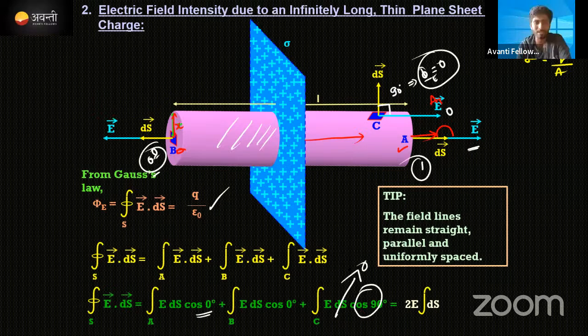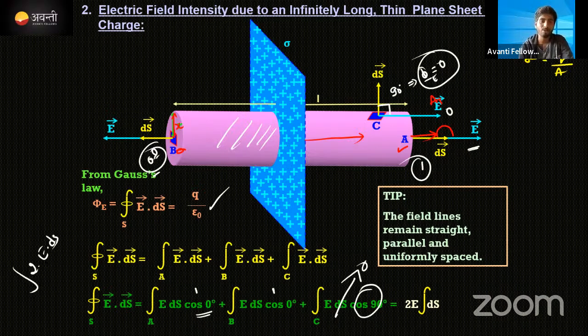Remaining two things, guys. Look here, cos 0 means 1. Here also cos 0 means 1. Correct? The remaining term will be E dot ds plus E dot ds. Then it will be equal to 2 times the E dot ds, in a closed integral.